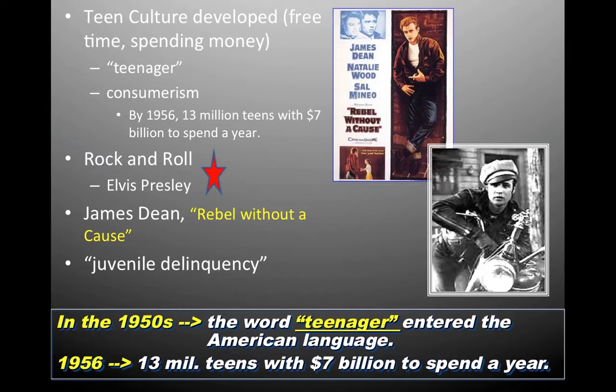Consumerism: by 1956, 13 million teens had $7 billion to spend a year. So you think that the economy is going to start catering to them? Of course it does. Rock and roll, Elvis Presley. There was this, oh my goodness gracious, girls. If you were alive in the 1950s, it would be, you know, like Bieber mania. Although most of y'all, I don't think, like Bieber.